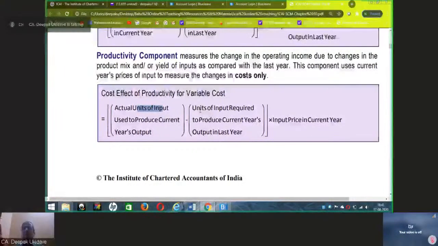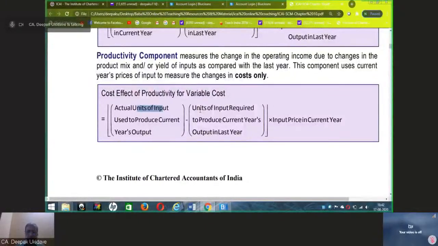Outside the bracket it has to be the input price in the current year. That is the productivity component. So can we say that the productivity component as well as the price discovery component will take outside the bracket the current year's production or current year's price, current year's input cost as the case may be, whereas the growth component will take outside the bracket last year's data. Obviously, because we are measuring the growth with respect to the base year, the base data of last year.